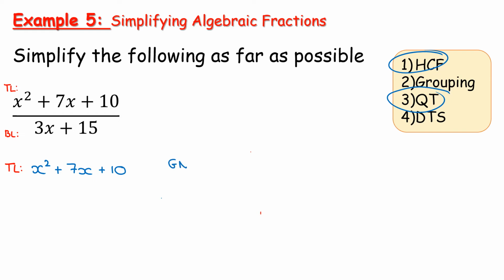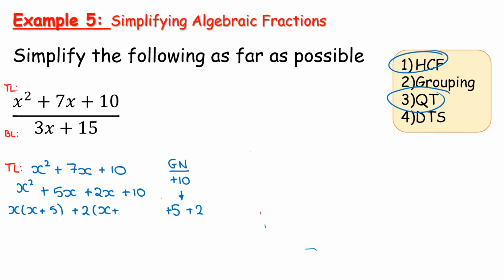So I'm going to use my guide number. My guide number is plus 10. Plus means they're going to have the same signs, and it's going to be 5 and 2. If you're using the shortcut here, brilliant, much quicker, but I'm going to do our full guide number. 5x plus 2x plus 10. I have an x common, leaving me with x plus 5. Plus 2 is common, again leaving me with an x plus 5. And that gives me x plus 5 times x plus 2. That's my new top line.